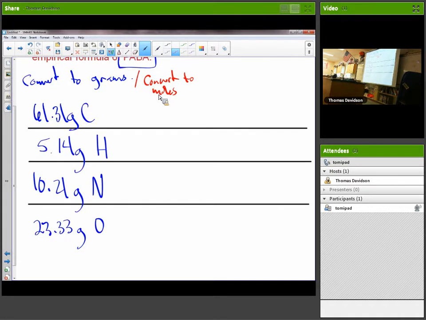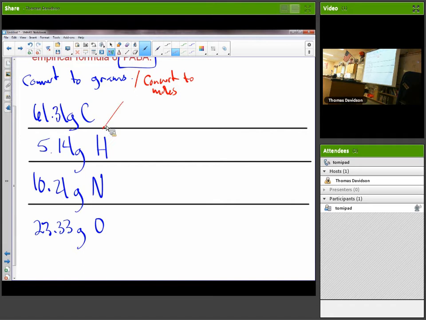Okay, did anyone say 28 for nitrogen? No, good. When would you say 28 for nitrogen? If it was diatomic, but we're not in diatomic land right now. Okay, so I'm going to divide each of these by their molar mass.